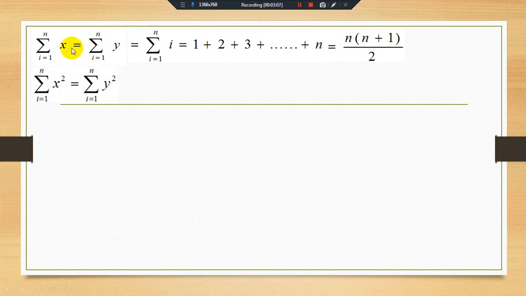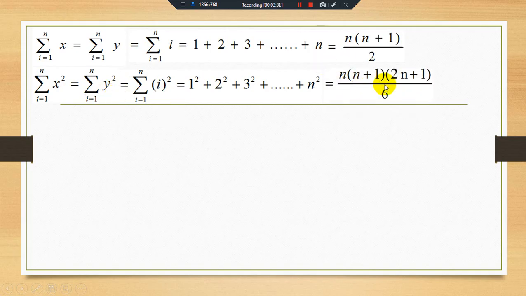Okay, if we take the square of x, then summation x square is equal to summation y square, and like that we have 1 square plus 2 square plus 3 square, and so on, n square. So the answer of summation x square or summation y square is equal to n into n plus 1 into 2n plus 1 divided by 6.